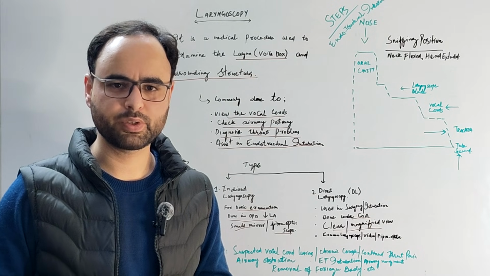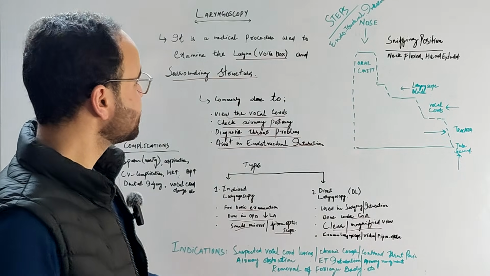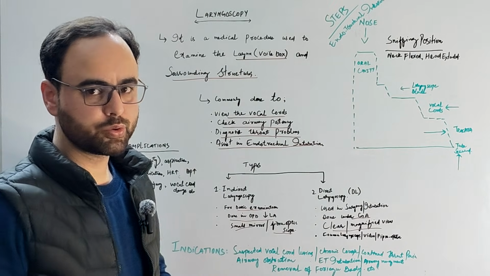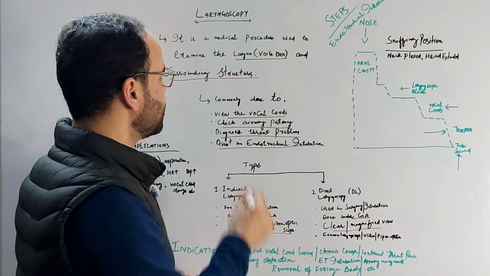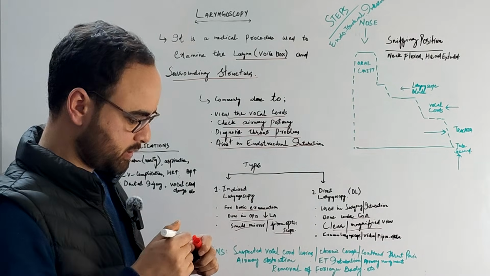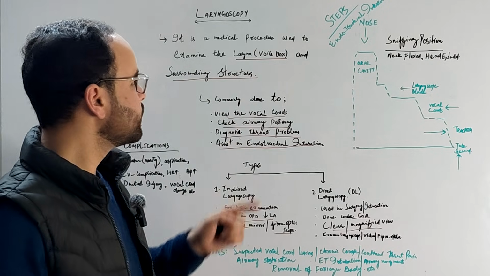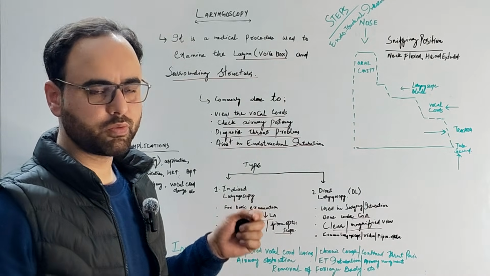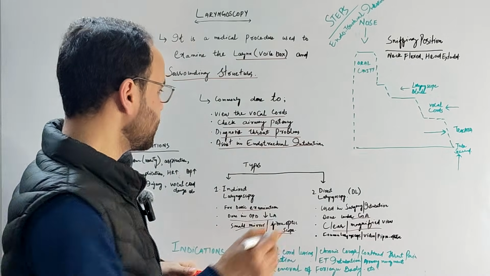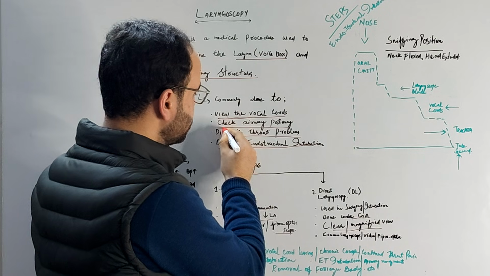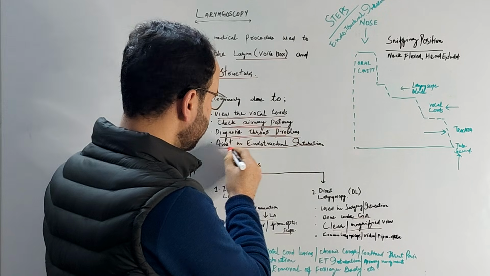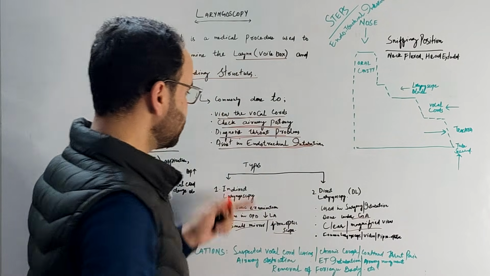So the focus of today's interaction is laryngoscopy. Laryngoscopy basically is a medical procedure used for the visualization of, or to examine, the larynx, sometimes called the voice box, and surrounding structures. It is commonly done to view the vocal cords, to check the airway patency, to diagnose throat problems, and to assist in the endotracheal intubation.